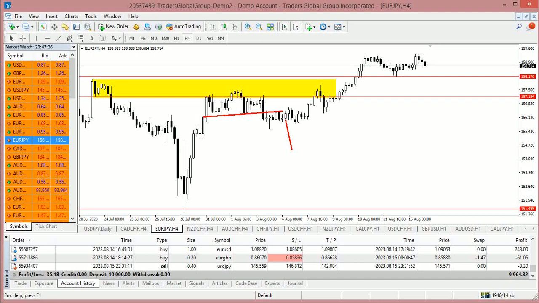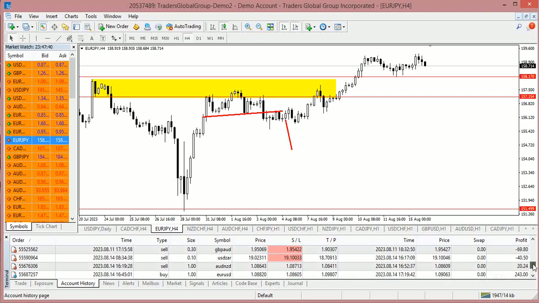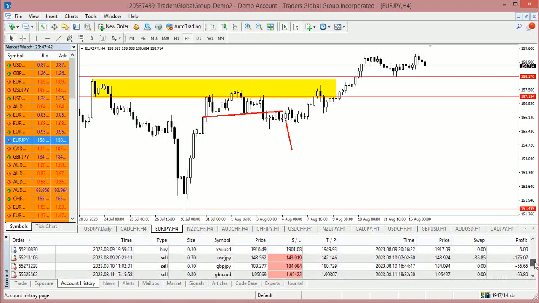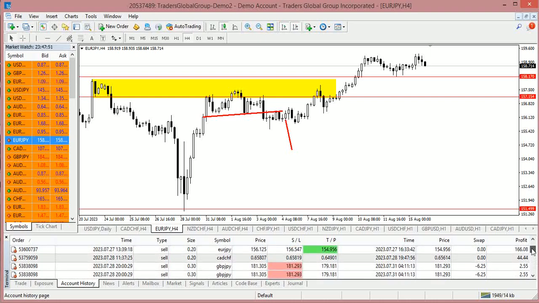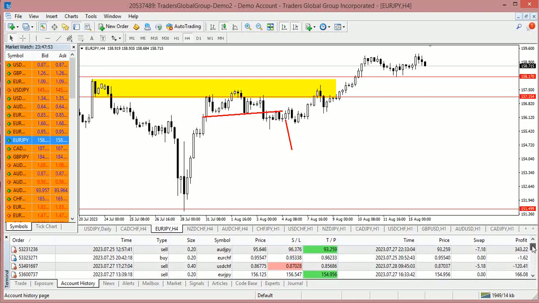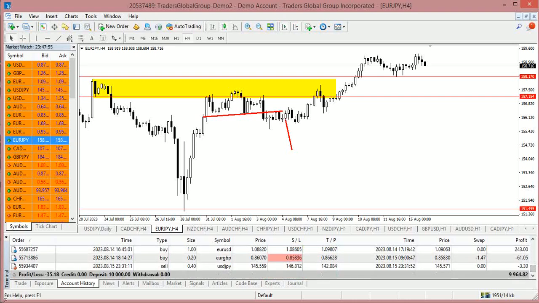So you can see, as much as we've been losing, you see the losses, the stop loss. Look at this. Stop loss. You see, losses. But I've only lost $35. The reason why is I make sure I close my losses quicker and I hold my profits. So that's the whole theory.